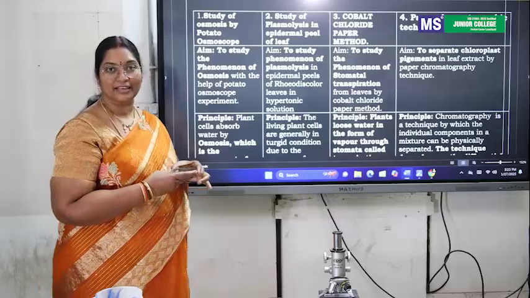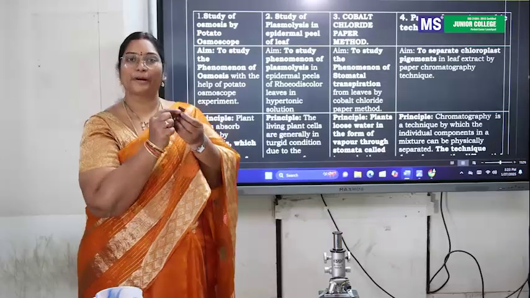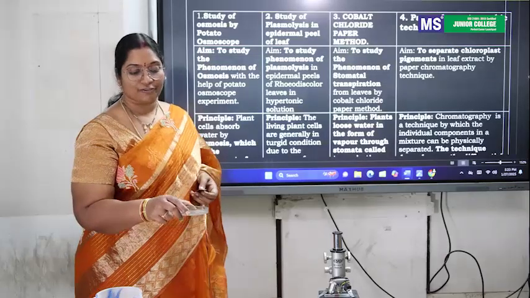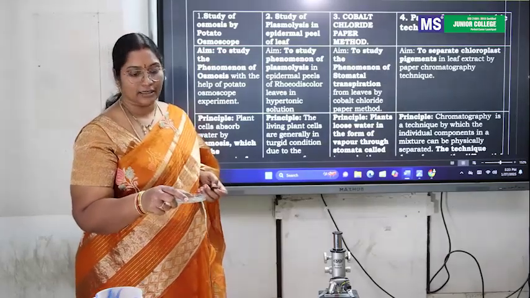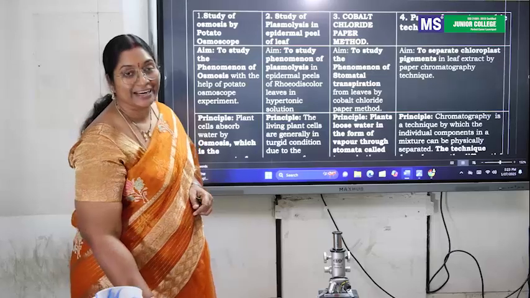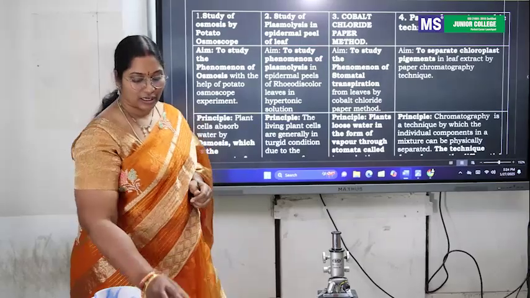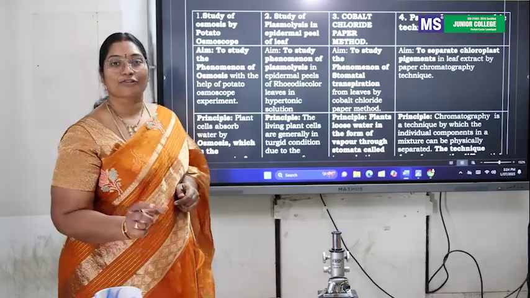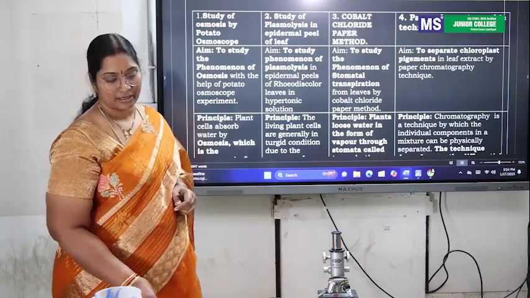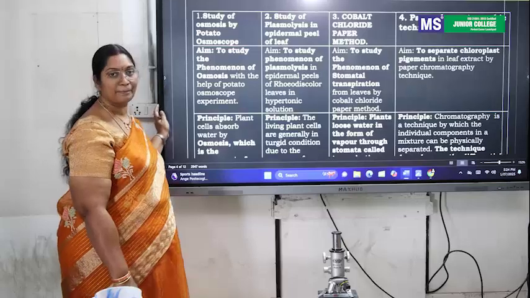Once again I am repeating that. First we need to take this leaf and peel off only the purple color epidermal peel, then we need to place that in hypertonic solution. After half an hour, if you observe under the microscope by placing this epidermal peel on a slide, there will be shrinkage in the cells because of exosmosis. So here the water moves out from the cell to the external medium because the external medium is hypertonic. So this is about the second experiment, plasmolysis of epidermal peel of leaf.